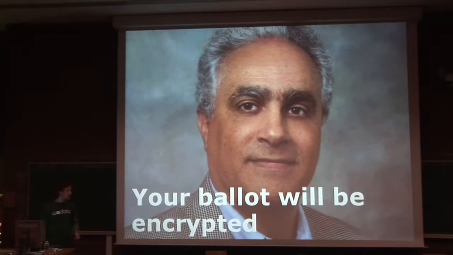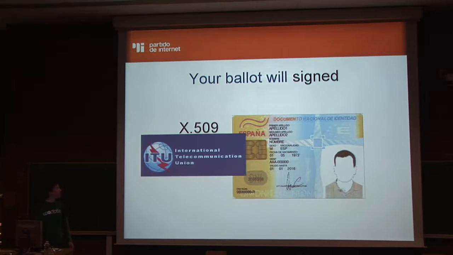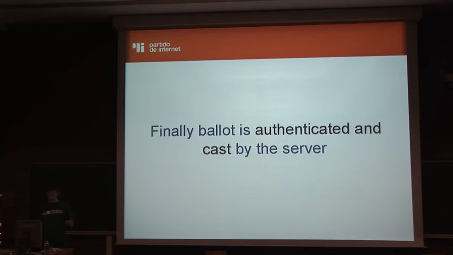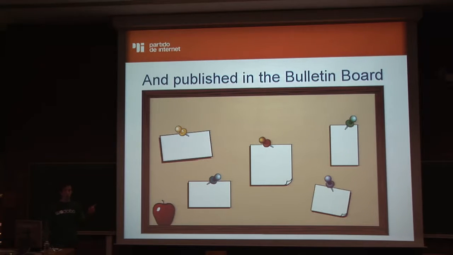When you vote over the internet, your ballot will be encrypted using ElGamal, which is a standard way of encrypting a vote or whatever. And then it will be signed. We use national electronic identification cards in Spain, which use standard protocols, and they are working. It's secure. The vote, which is encrypted so that no one will know what you really voted, will be signed with your signature, and everyone will know that it's your vote and not anyone else's. Finally, you create your ballot on your computer, even without internet, on a computer with a live CD if you want, and you send it over the internet. It's authenticated using your signature and cast by the server. Of course, it is published in the bulletin board for everyone to see.